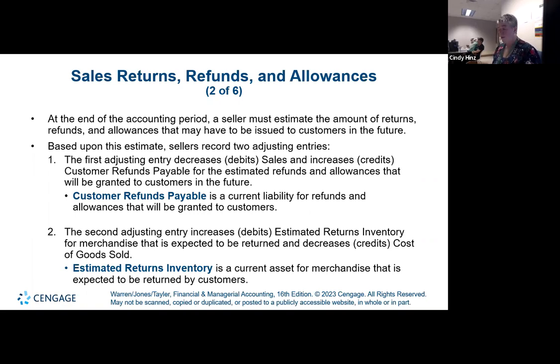So in case you don't remember, the 4 steps are, we have to have an agreement between the buyer and the seller. The price has to be fixed or determinable. In other words, we know the amount. We have to have delivered the product or performed the service. And we have to have reasonable assurance of collectability. So if all 4 of those things are true, then we're going to record the revenue.